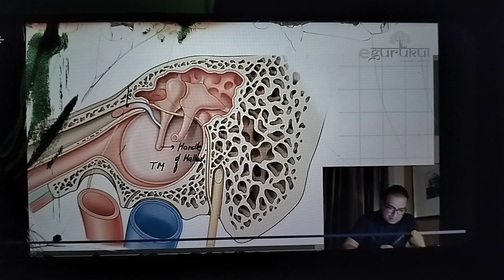What muscle is that? That is the tensor tympani muscle. And you can see the tensor tympani muscle is now reaching the handle of malleus and pulling it. And that's why this point will be the umbo. And coming from, look at the branch of the facial nerve only. That's a facial nerve, right? That's a facial nerve only.